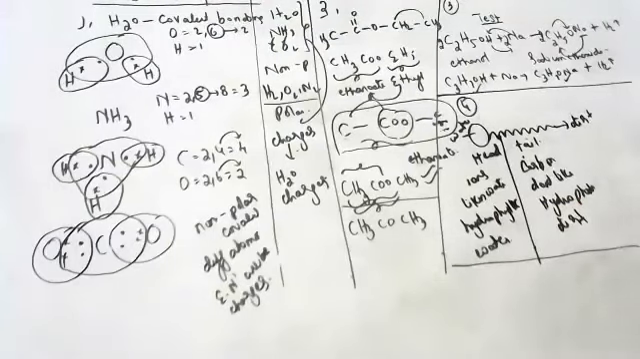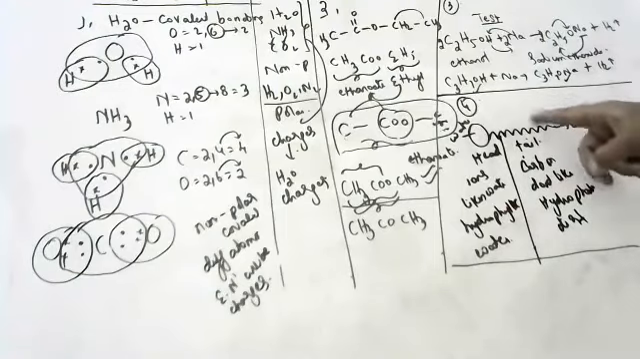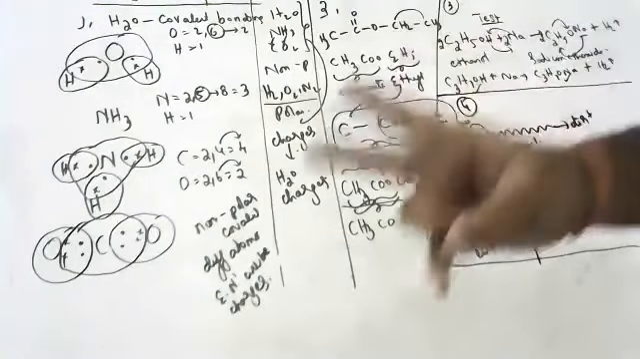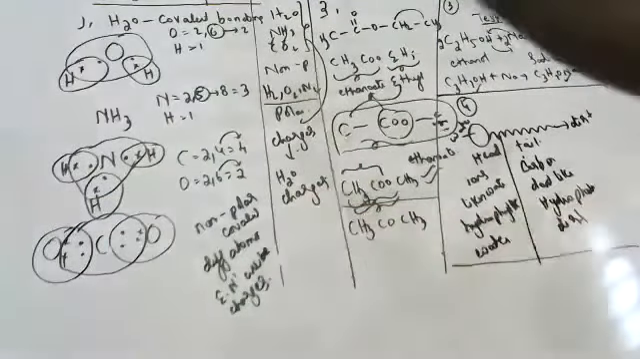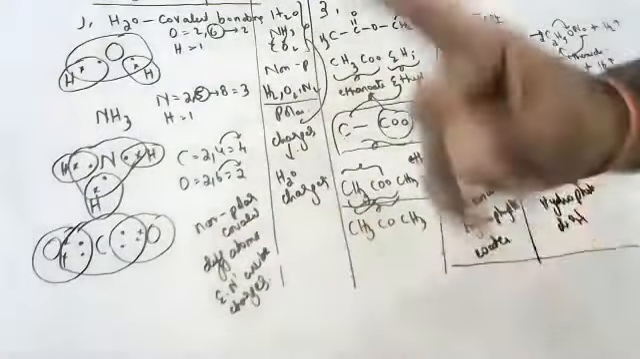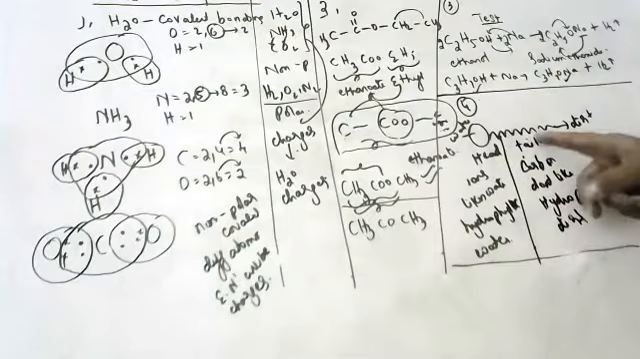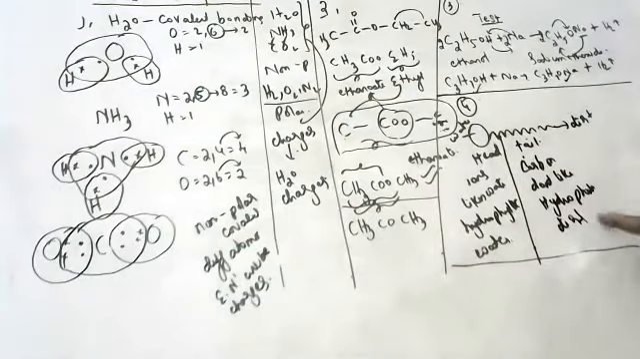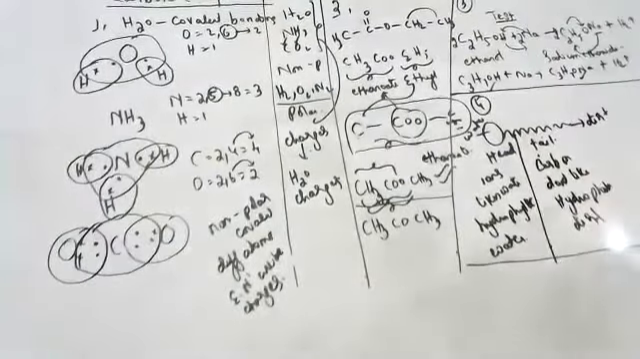Simple cleaning action. The head is hydrophilic, the tail is hydrophobic. The tail has only carbon under covalent bonding, no charges, that's why it's hydrophobic and does not get attached to water, but gets attached to dirt because dirt is also an organic compound. Tail does not like water, tail doesn't have charges, that's why dirt gets attached. Please, children, try to understand.